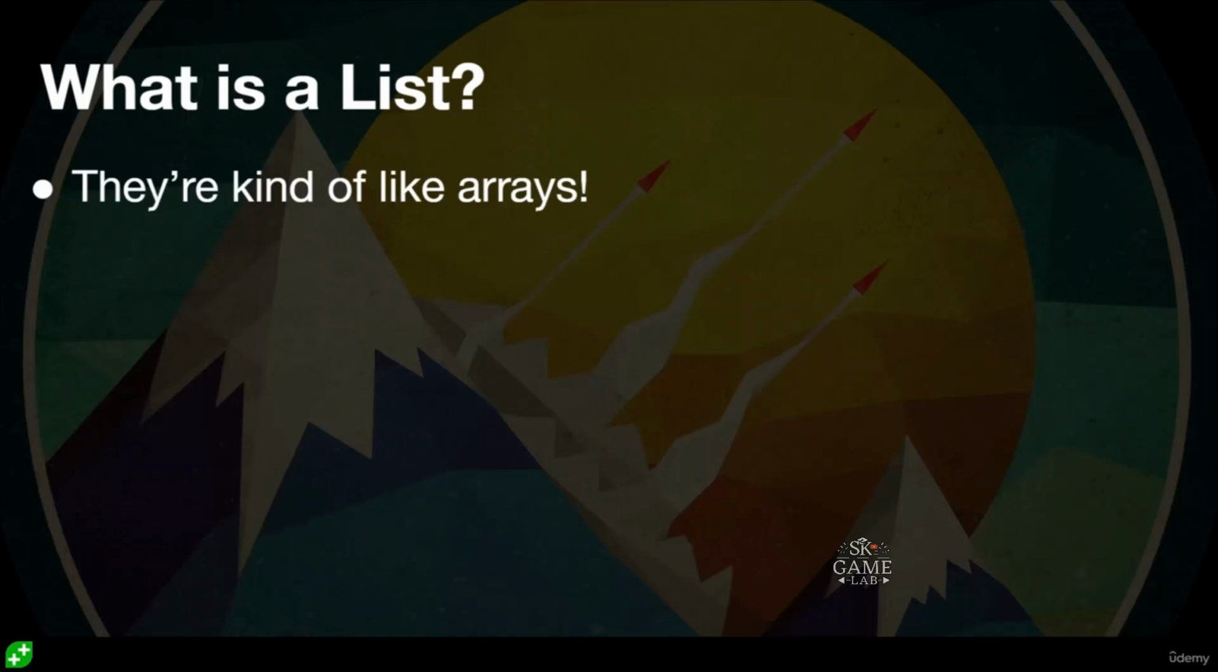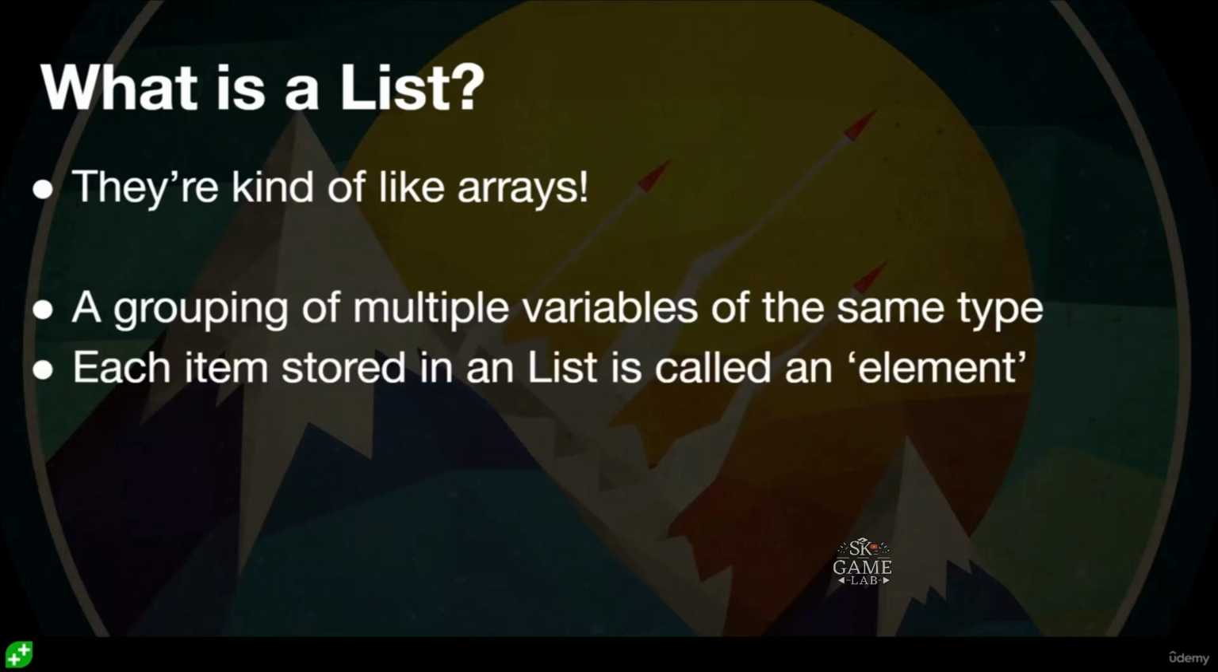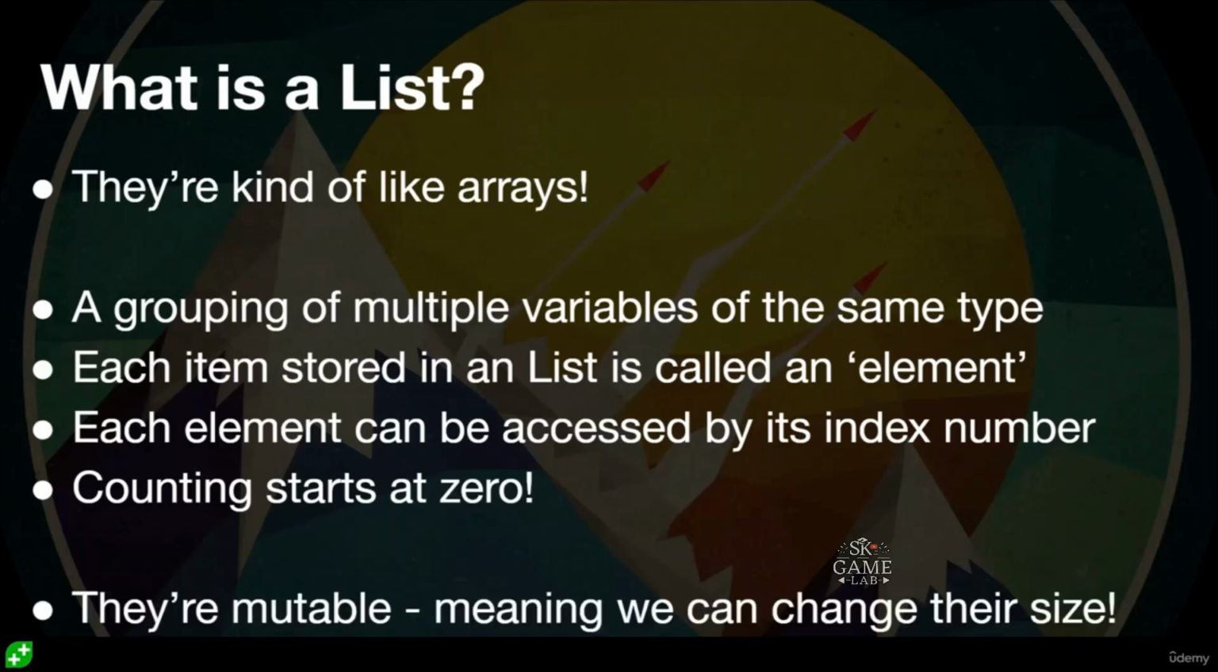So if we consider the similarities to an array, a list is still a grouping of multiple variables of the same type. Each item stored within our list is still called an element. Each element can be accessed by its index number, and counting again starts at 0. So they're the similarities, and you may currently be thinking that they're virtually identical. But the big difference between a list and an array is that lists are mutable, meaning that we can change their size. So with an array, once it's created, we can't change the size. But a list, we can add and remove items as much as we like.